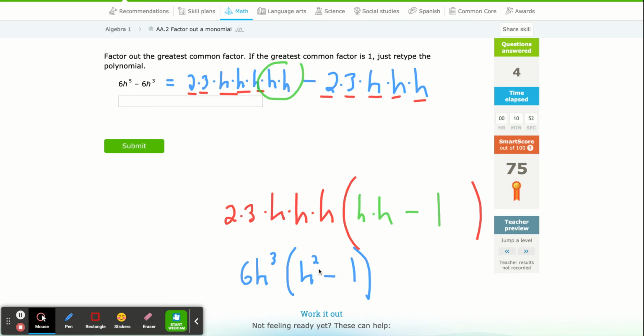I have to have 2 terms. So no matter how many terms I have here, I have to have that many terms inside. So if you take everything, remember, it always leaves a 1. I typed it in as 6h cubed parentheses h squared minus 1 because I took all of the 6h cubed, which does not leave 0, it leaves 1.